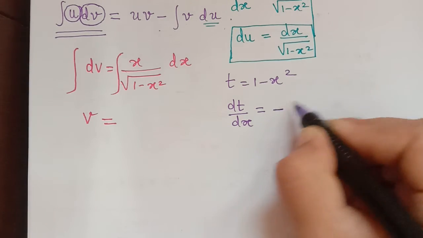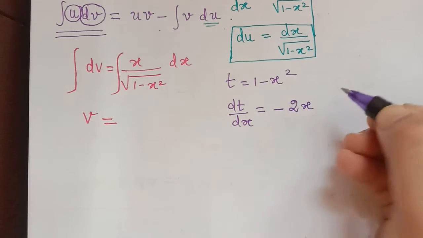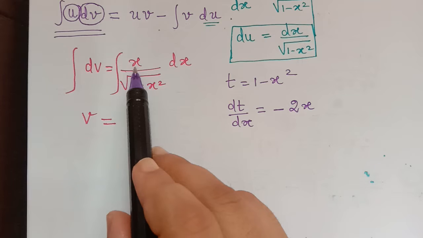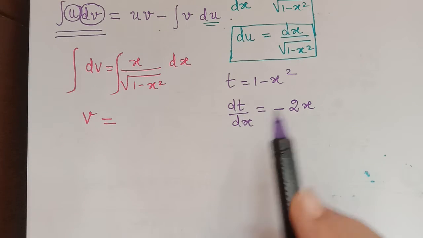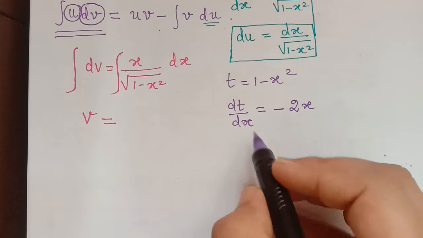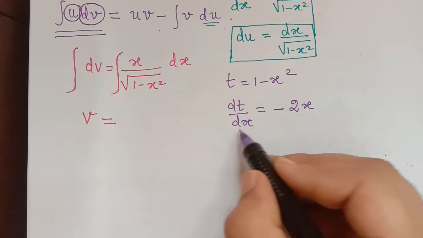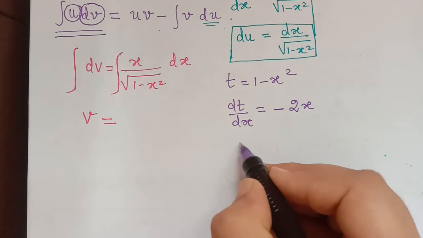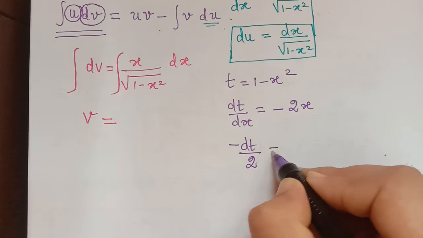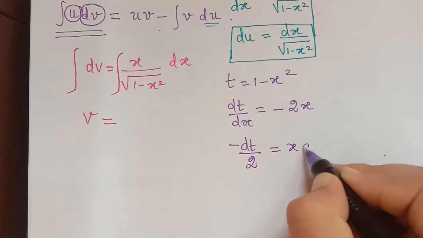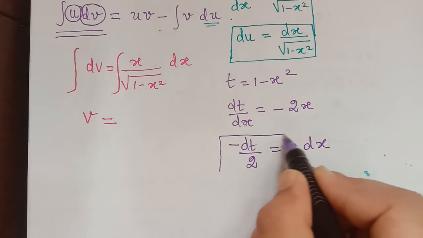So this minus 2x we will be having. If you see in the numerator here, we have x dx. So we have to bring it into that form. If you take this dx to the right side and bring this minus 2 to the left, that is in the denominator here, we get minus dt by 2 is equal to x dx. So this is what we obtain.